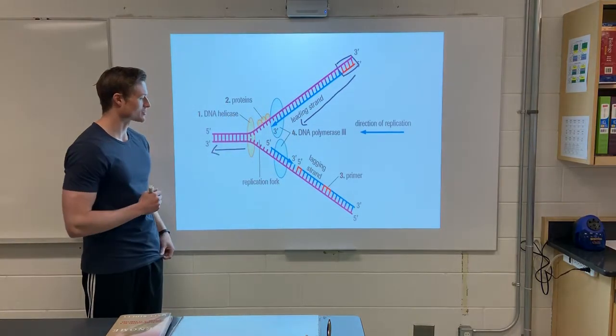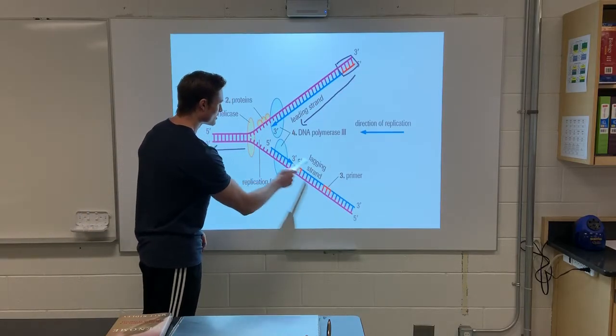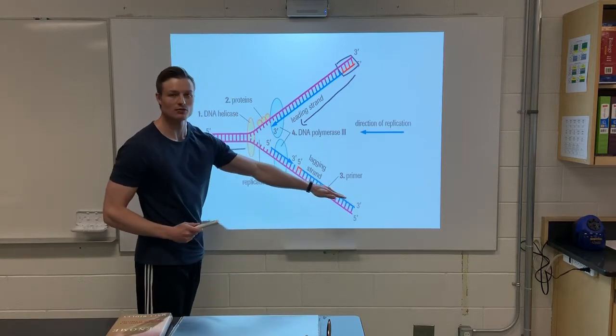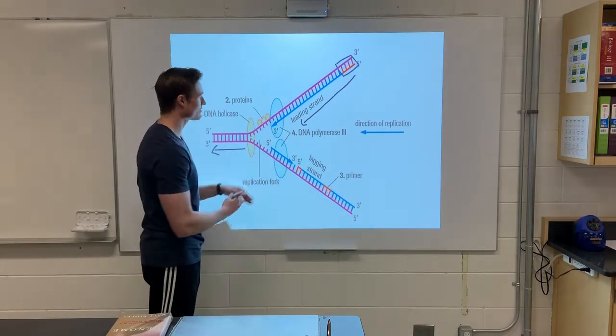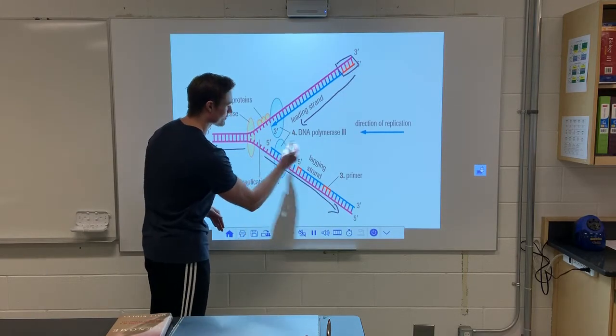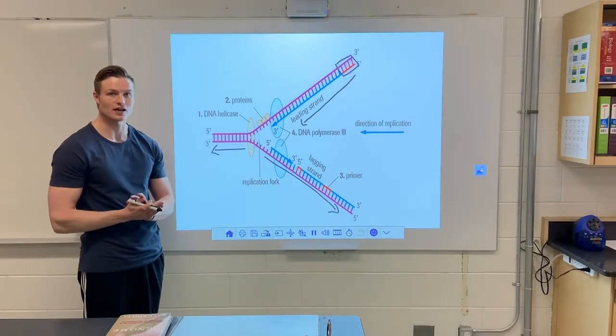Let's look at the lagging strand. Notice how the lagging strand is going 3 to 5. So we can't go that way. The polymerase can't go 3 to 5. It needs to replicate this way, 5 to 3. So we got to know that we're going 5 to 3, not 3 to 5.